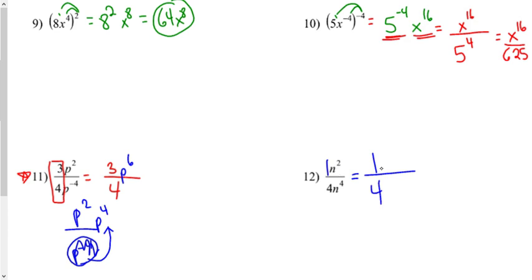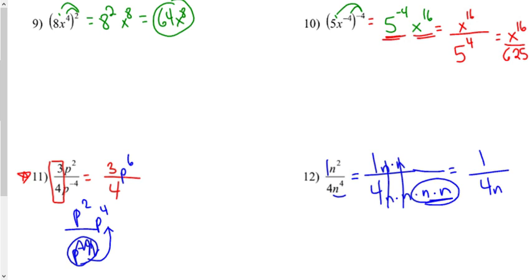Now, what's going to happen here, since n to the second is happy upstairs, that's the same as if we had 2 n's up there. And since n to the fourth is happy downstairs, that's the same as if we had 4 n's down here. You'll remember that they can kind of fight each other. And we're left with the 2 n's on the bottom. So really, we're left with 1/4 n to the, again, there's 2 n's, so n to the second.